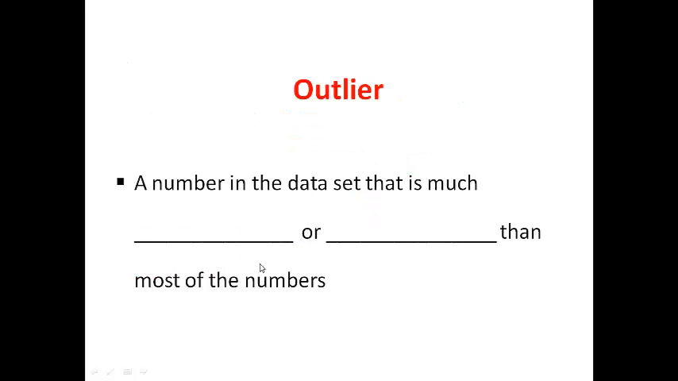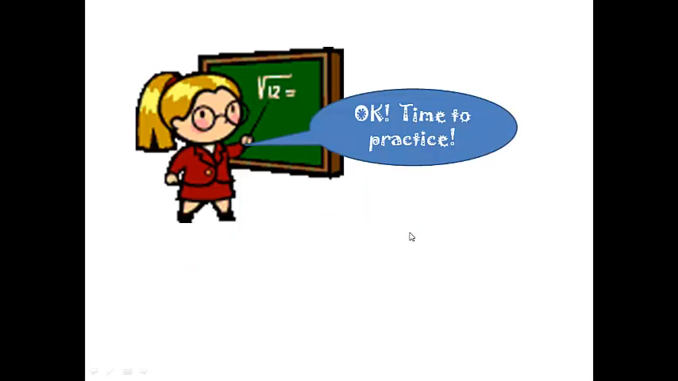And finally, this is our last vocab word, a number in the data set that is much higher or lower than most of the numbers is called an outlier. And that's something when you're like, wow, how did they even get that number? That's just outrageous. So definitely higher, definitely lower. Alright, so now we got two problems and then we're done.